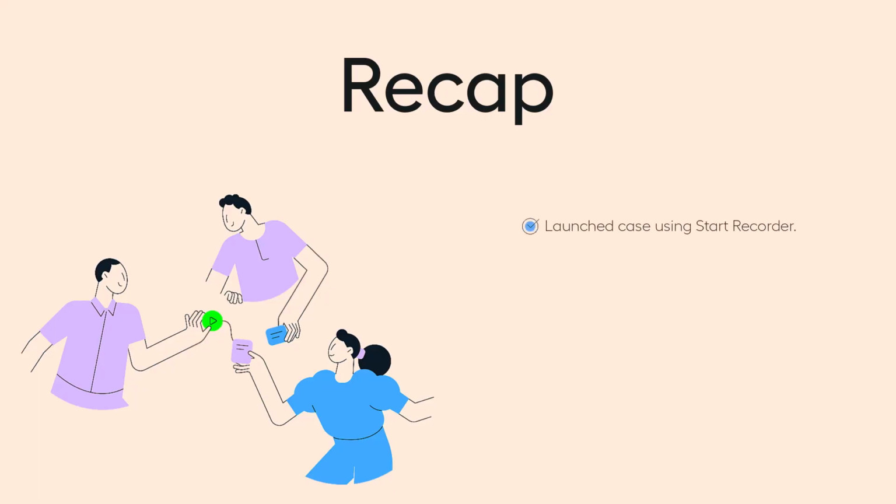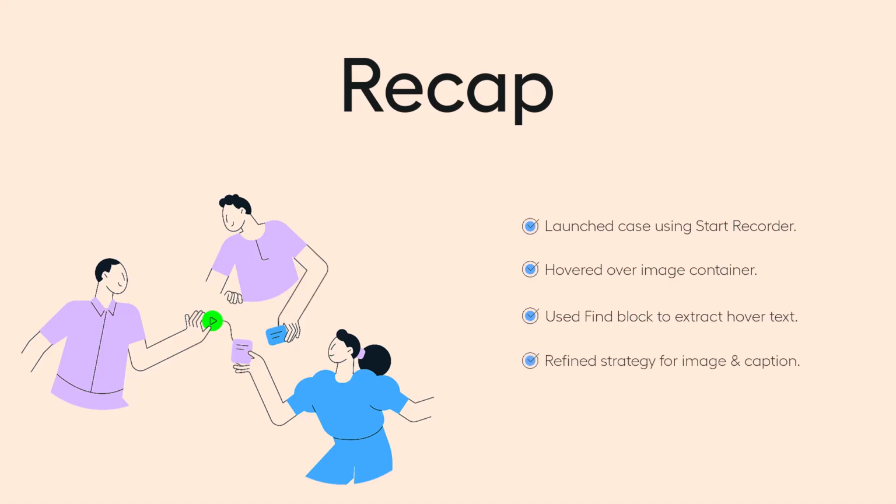Now, let's quickly recap the flow we followed to build our automation scenario. We started the test case, hovered over the image container using the hover web element block, then used Find Web Element to capture the text that appears on hover. After saving and refining our strategies for both image and caption elements, we verified visibility using a compare block and set it to run on all similar elements. And finally, the flow ran perfectly with all the expected results.